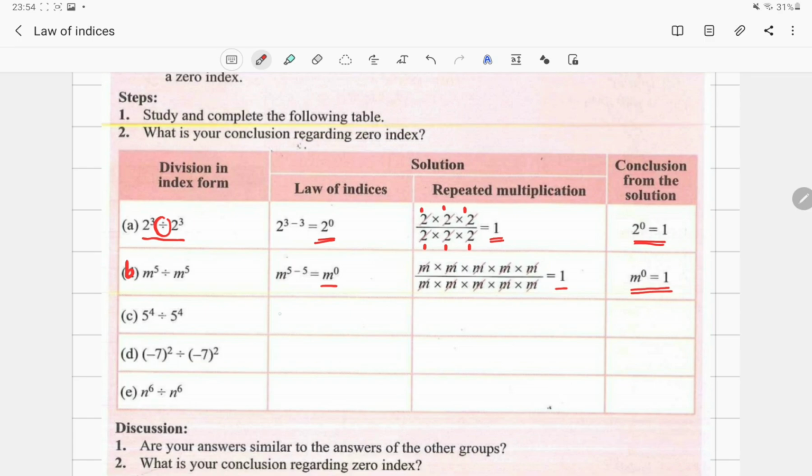Now, try this one. 5 power of 4 divided by 5 power of 4 is 5 to the power of 4 minus 4. So, this answer is 5 power of 0. When we use the repeated multiplication, when we simplify this one, we will get 1. Therefore, the conclusion here from the solution is 5 power of 0 is equals to 1.